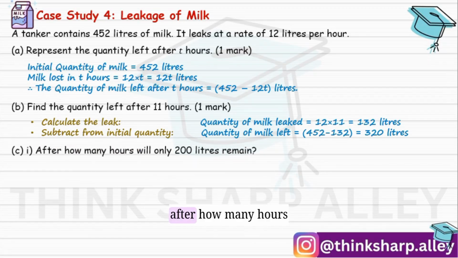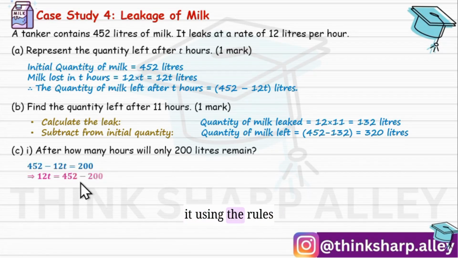Next, after how many hours will only 200 liters remain? Here we are solving for time. In this part, we know the ending number. We need to find out hours. That means T. So we can use this formula 452 minus 12T. That is the quantity of milk left after T hours and which is equal to 200 liters. And now it is a linear equation. You can solve it using the rules that you know.